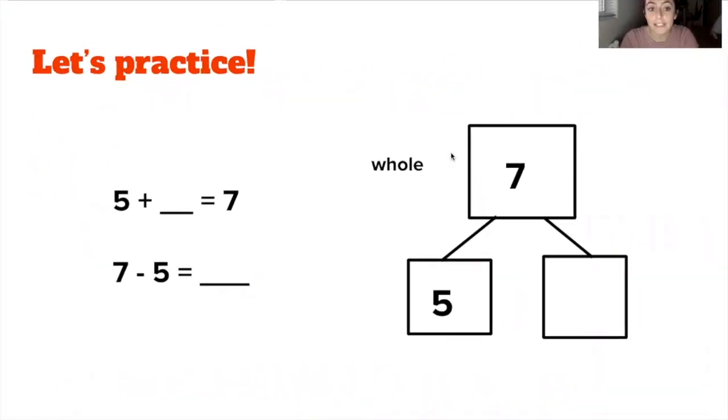Okay, scholars, let's practice. We have 5 plus blank equals 7, and 7 minus 5 equals blank. So the easier way to figure this out is if we fill in our number bond. Now, it's already filled in for us. We know that the whole is 7, and one of our parts is 5. So we have to find our other part. Now, what we can do is we can draw it out. So we know that there are 7 here. Let's draw 7 circles.